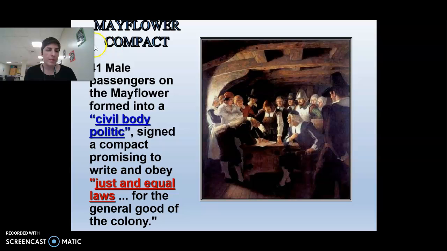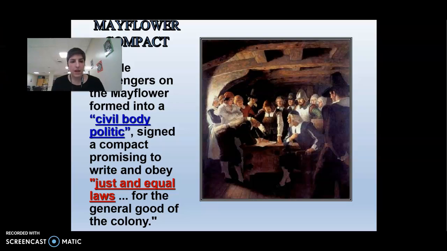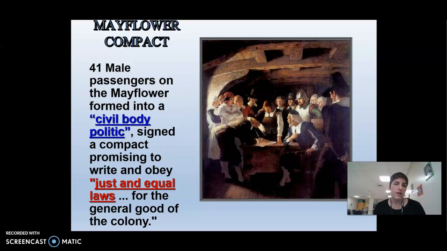All right, the Mayflower Compact. Let's get to the point. 41 male passengers on the Mayflower formed into a civil body politic. They signed a compact promising to write and obey just and equal laws for the general good of the colony. So before they got off that ship, they had 41 male passengers decide that we're going to basically create a quick government. We're going to write up some laws. So when we get off this boat, we set up a colony. We all have something that we need to follow. We have a general form of government to make sure everyone can follow rules.